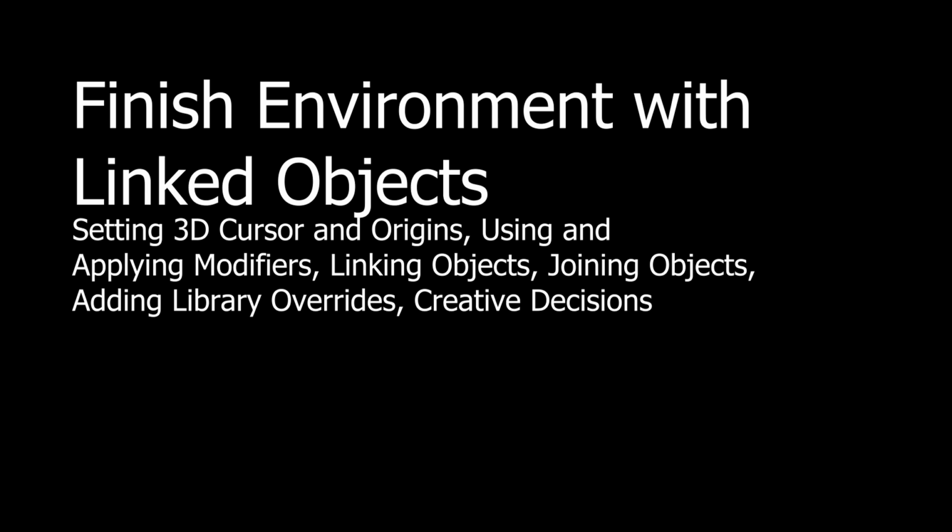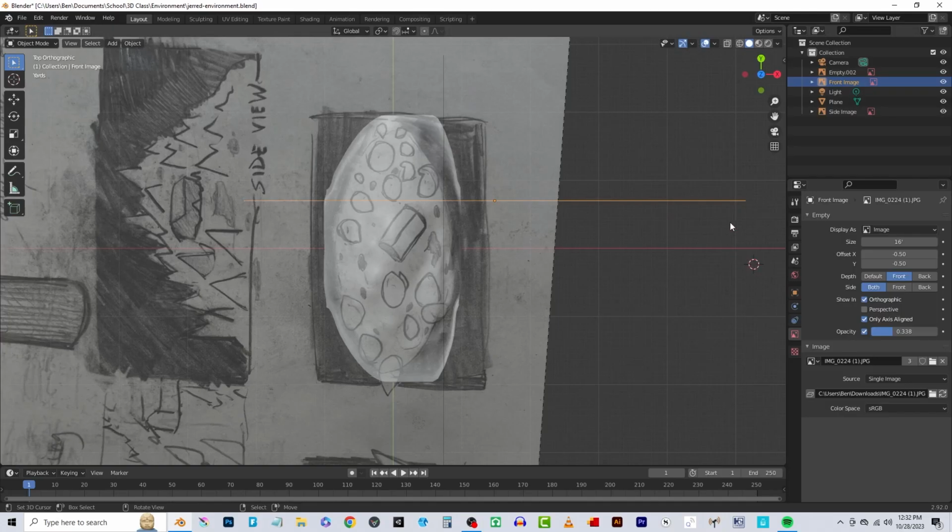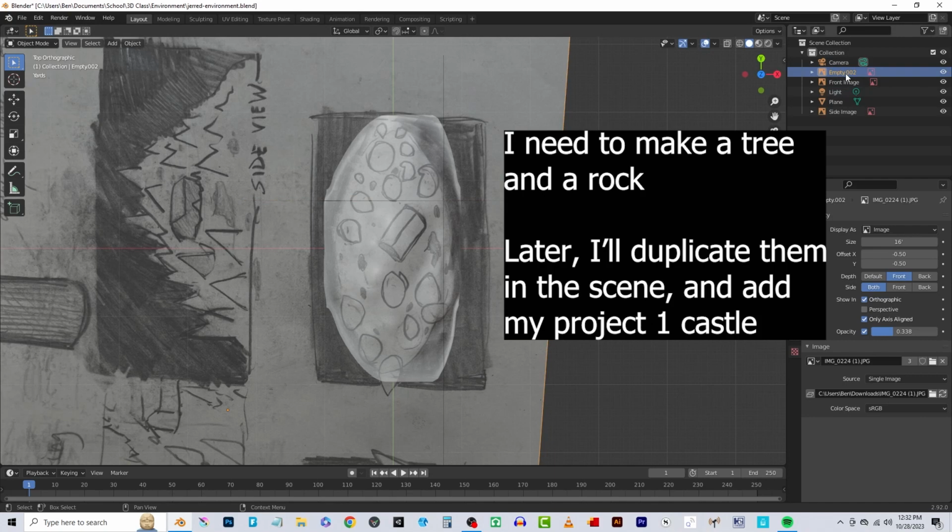We're going to finish our environment projects today using linked objects. We need to make each object in a separate file, and we're going to use our reference images like a map. So here I see I need to make a pine tree, a rock, and finally I'll drop my Project 1 castle in. I can duplicate the trees and the rocks later.